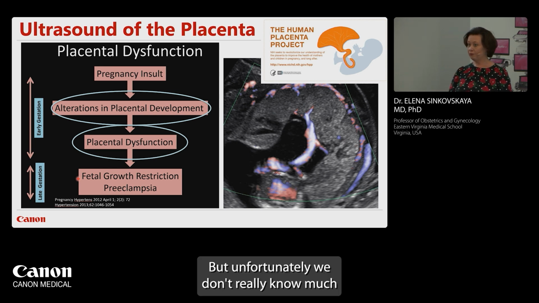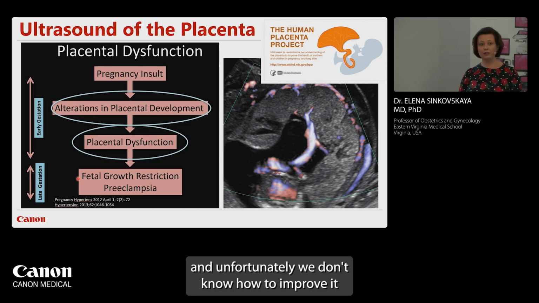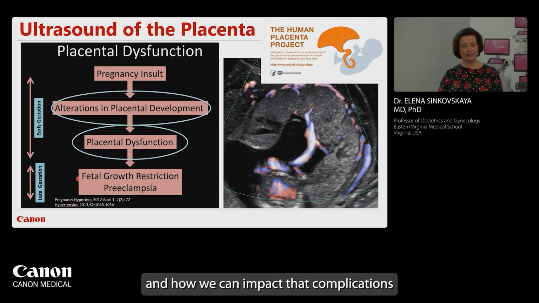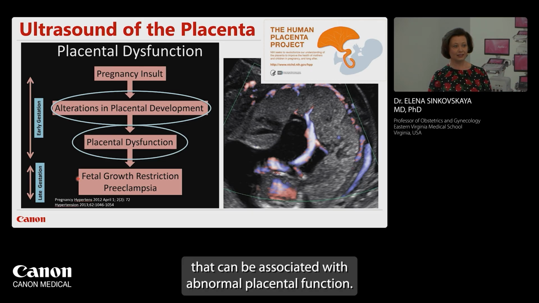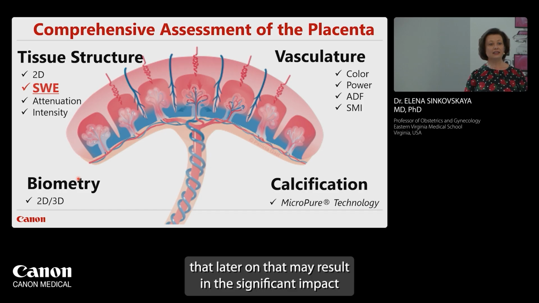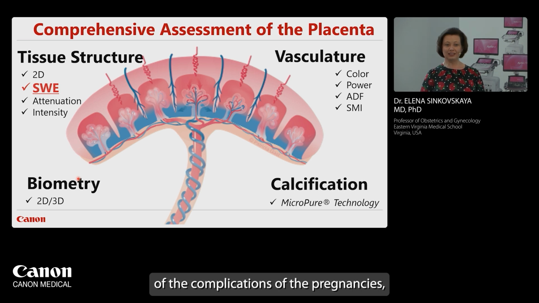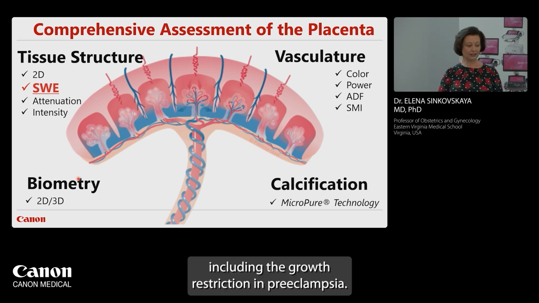But unfortunately, we don't really know much about placental function, and we don't know how to improve it and how we can impact the complications that can be associated with abnormal placental function. It is generally believed that we have an early insult in the development of the placenta that later may result in a significant impact, with complications of pregnancy, including growth restriction and preeclampsia.